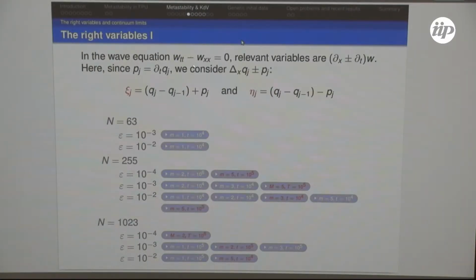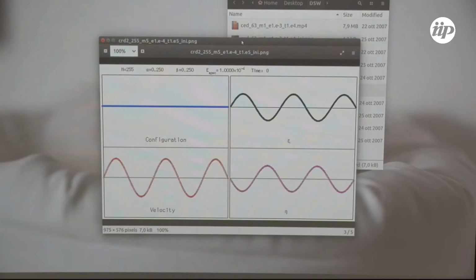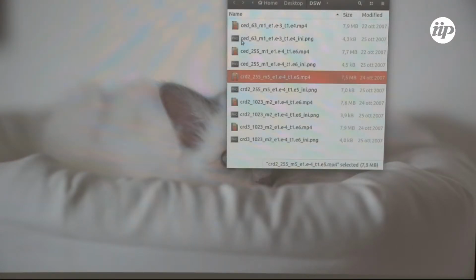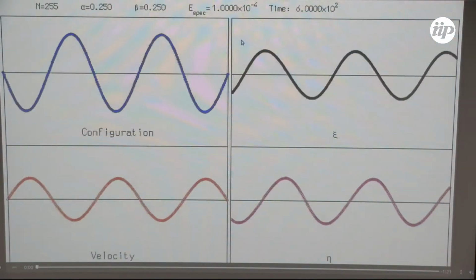What are these psi and eta? If you consider the wave equation, you know that the relevant variables are x plus or minus t. And so in the chain, you get these kinds of variables in this way. This is d_x plus d_t, d_x minus d_t of our variables. So these are psi and eta. This is the initial datum, and the simulation is the following one.